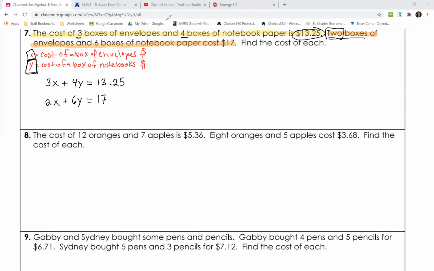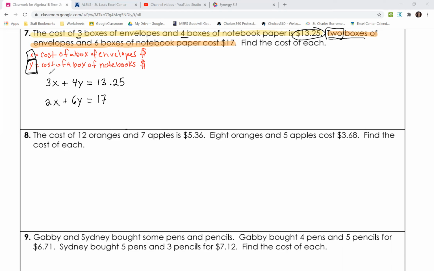Okay. And then on top of that, even the coefficients are bigger than 1. Like here, if I tried to solve for the x, I'd have to move the 4y over and divide everything by 3. I don't know about you, but I don't want to divide $13.25 divided by 3. Okay. It's going to leave me a messy fraction or a messy number. So what I'm going to do is I'm going to do elimination.